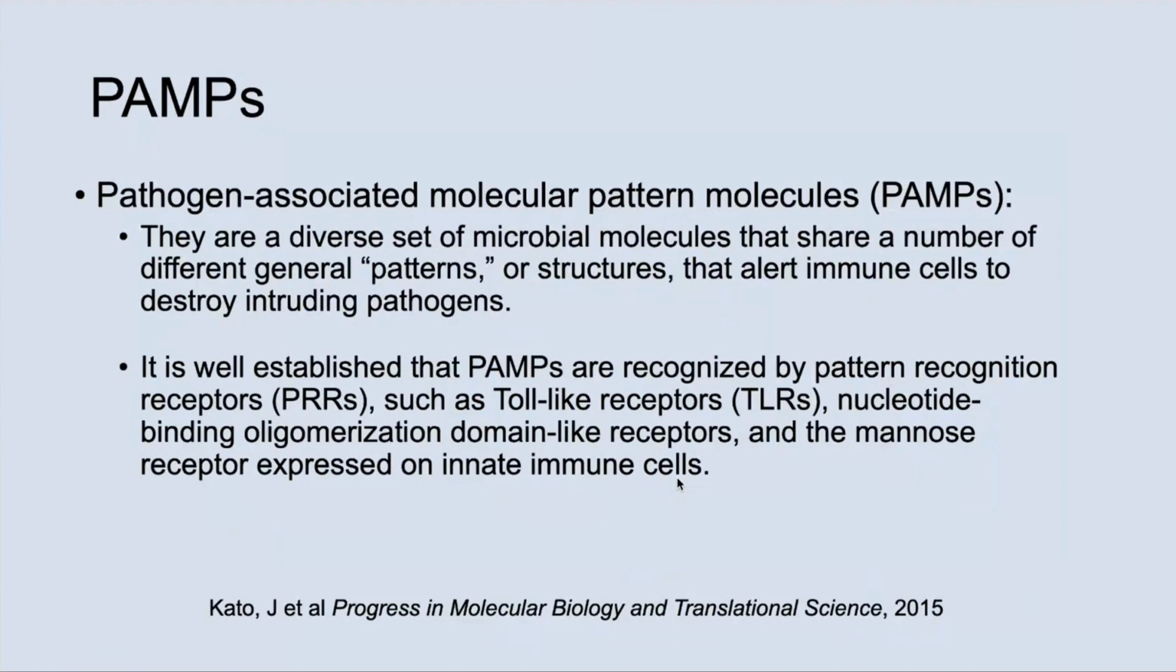Okay, and so again, this is well established. There's pattern recognition receptors, and where do we do this? We see this mainly through TLR, right? So TLR2, TLR4. This is what binds LPS and the like, and helps tell the immune system what's going on.